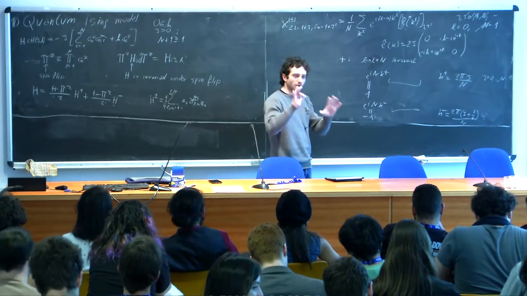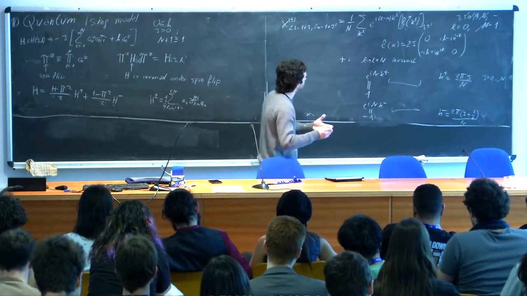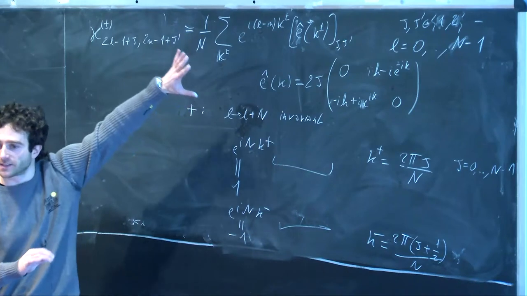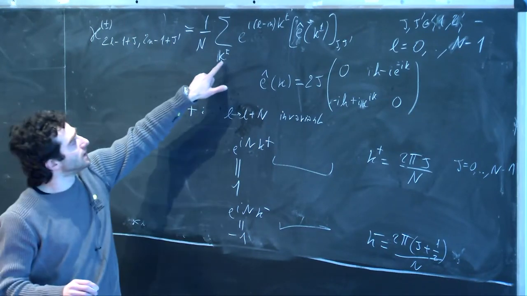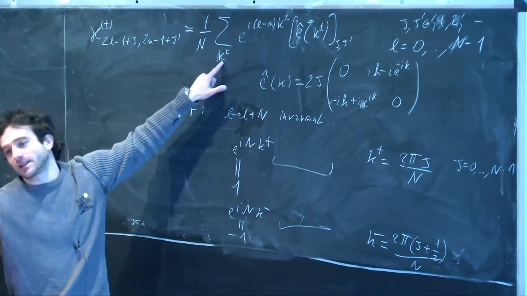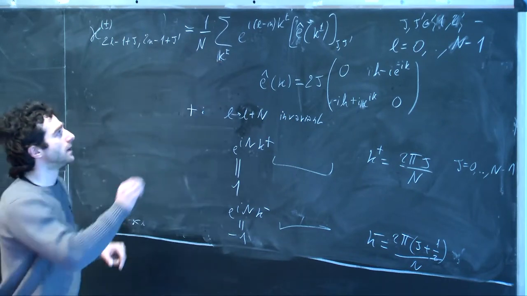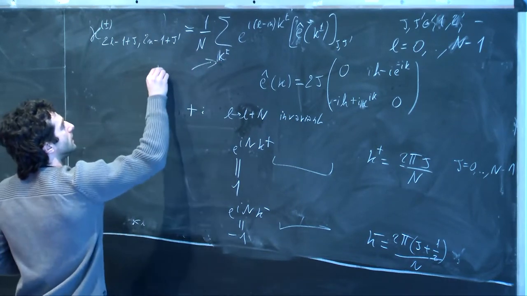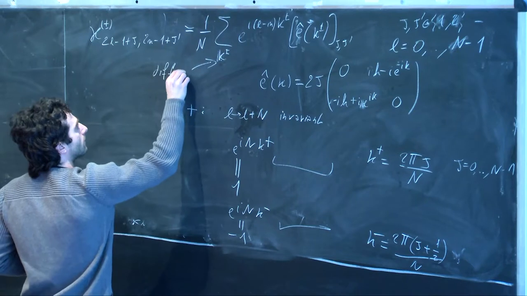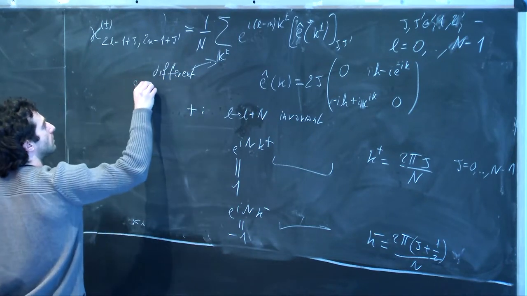So in other words, both matrices that we obtained yesterday can be written exactly in the same form, and the only difference is in this number, that they are quantized in a different way. So, different quantization condition.